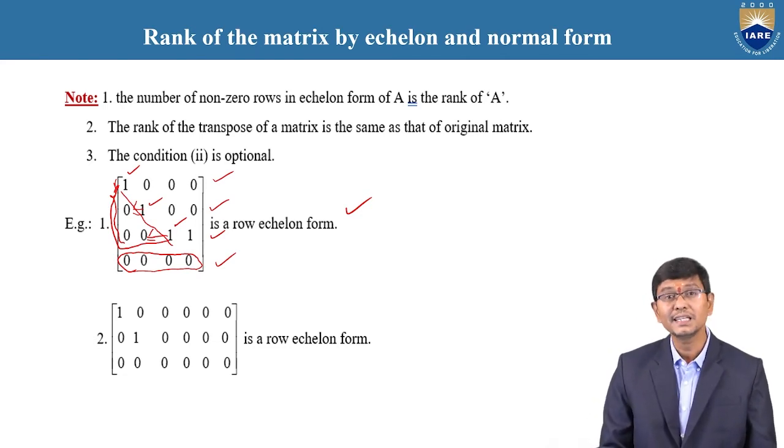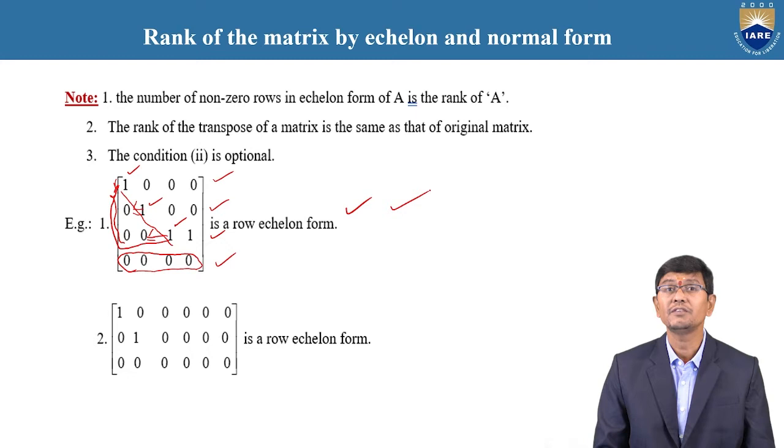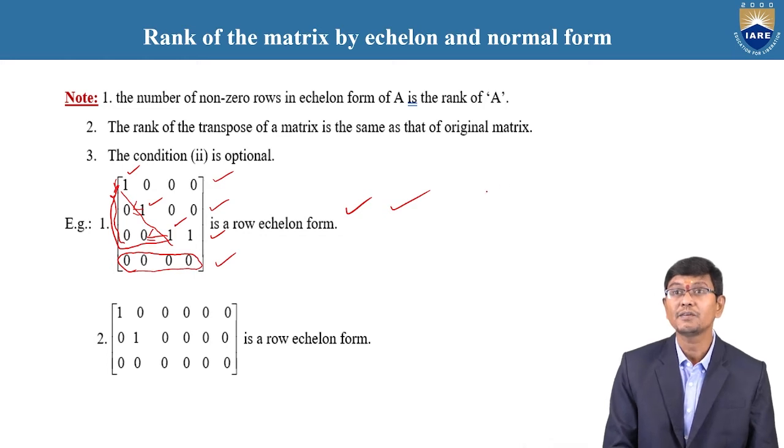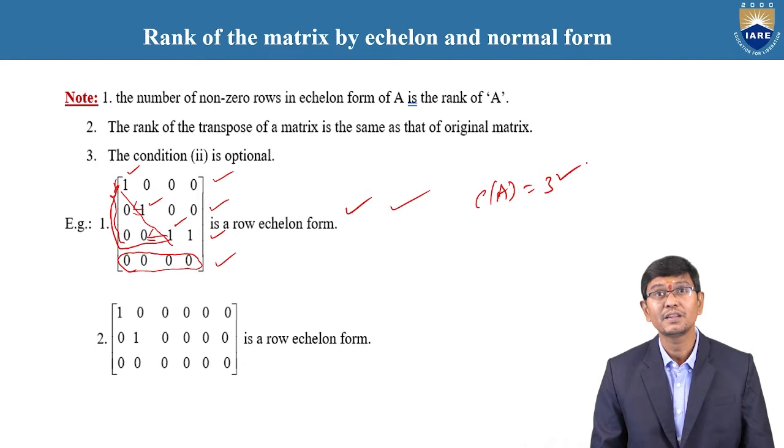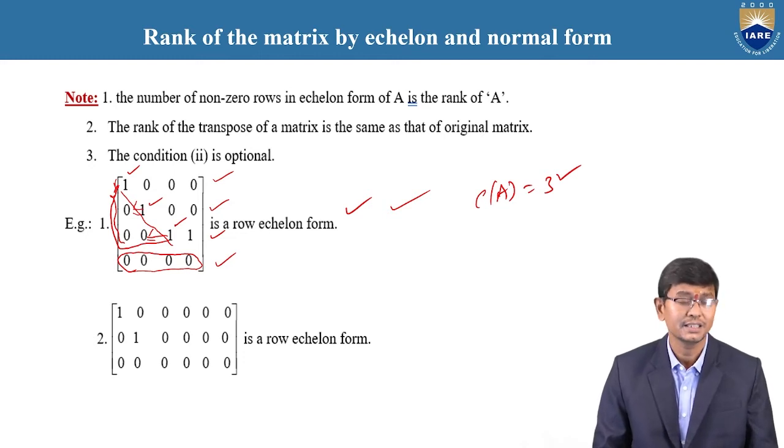Therefore, since the three conditions are satisfied, the given matrix is in the echelon form of a matrix. If you want to find the rank of a matrix for this particular example 1, the rank of A is equal to 3, based upon the condition that the number of non-zero rows is equal to 3. Therefore, the rank of the matrix is clearly 3 only.